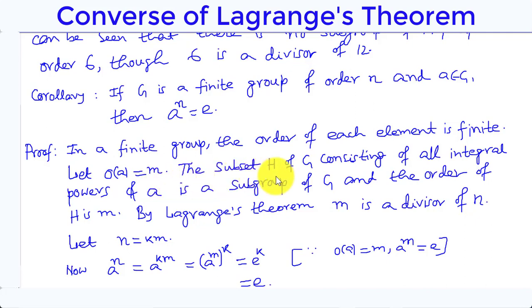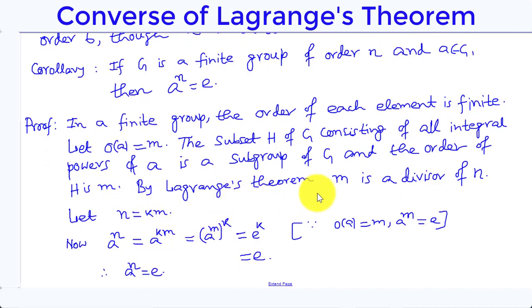The subset H of G consisting of all integral powers of a is a subgroup of G, and the order of H is m. By Lagrange's theorem, m is a divisor of n. Let n be equal to k times m.